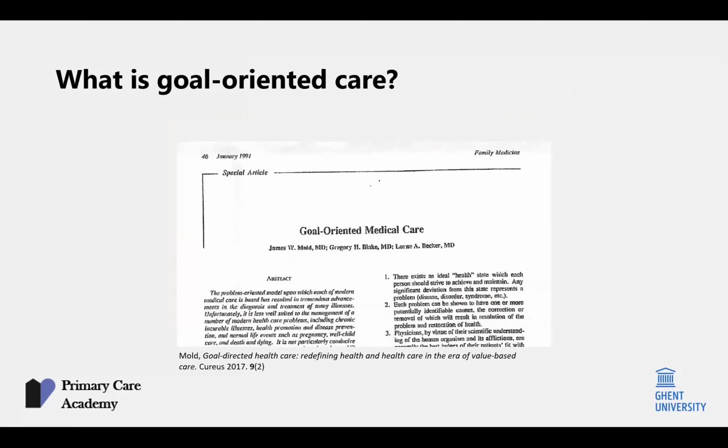It was first published by Mold, who was one of the first researchers to publish something about goal-oriented care, in 1991. And he was one of the first to state that the problem-oriented model, or the medical model to which the current healthcare system is mainly oriented, is not well suited for chronic conditions. And he proposed goal-oriented care as an alternative paradigm, an alternative way of approaching care.